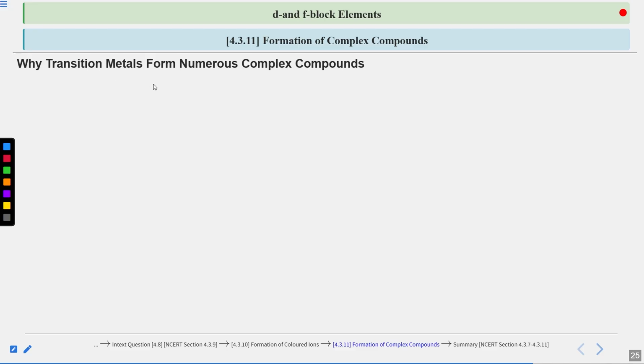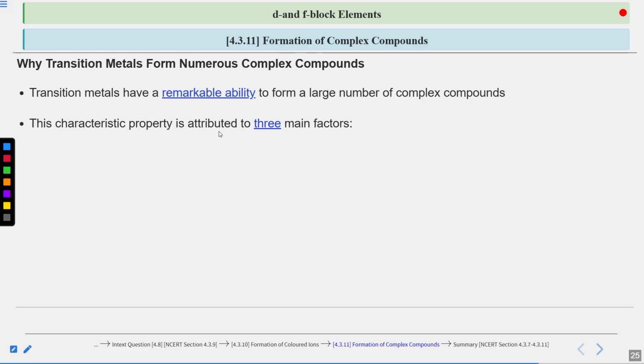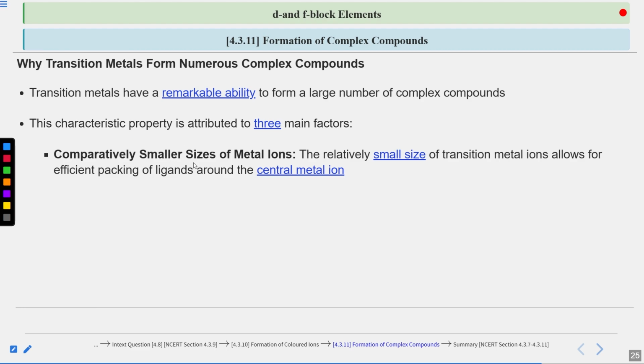Now, why do the transition metals form numerous complex compounds? This is the question: why do we observe that transition metals form numerous complex compounds? Transition metals have a remarkable ability to form a large number of complex compounds. This characteristic property is attributed to three main factors. The first is comparatively smaller sizes of metal ions.